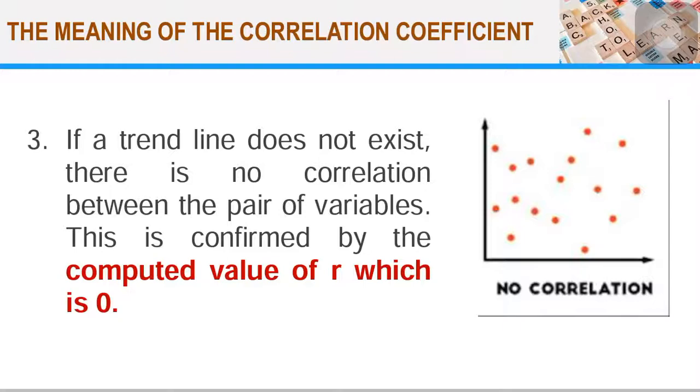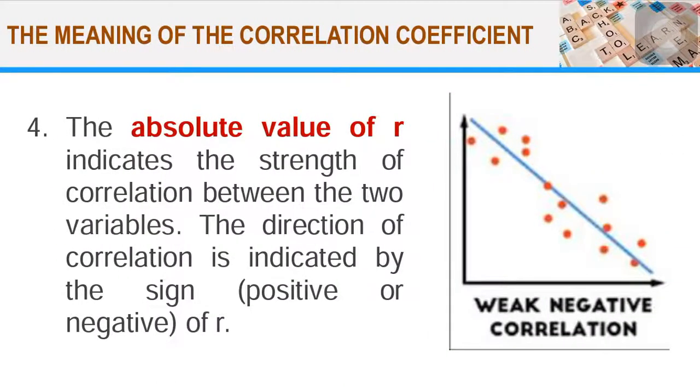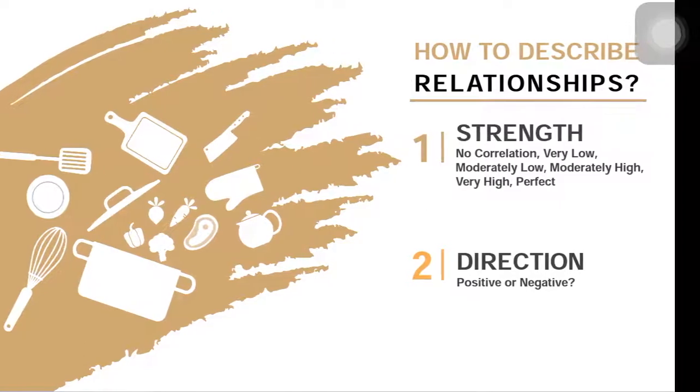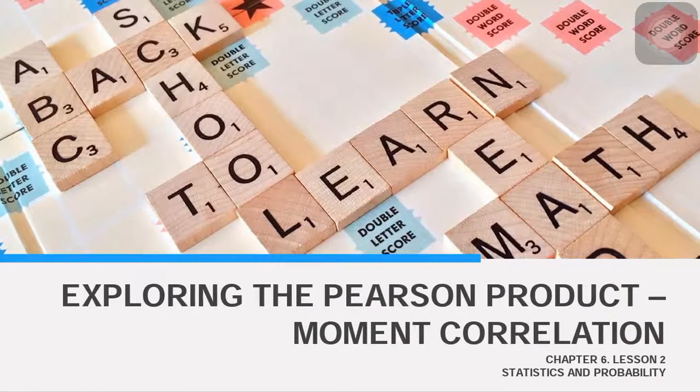Number 3, if there's no correlation, then our computed value is 0. Number 4, the absolute value of the R indicates the strength, while the direction is in the positive or the negative side. So if our correlation is a negative, like R is negative 0.20, then it's a negative correlation. Again, how do you describe relationships? It's based on strength and direction. And for the strength, we refer to this table. That ends our discussion for today.